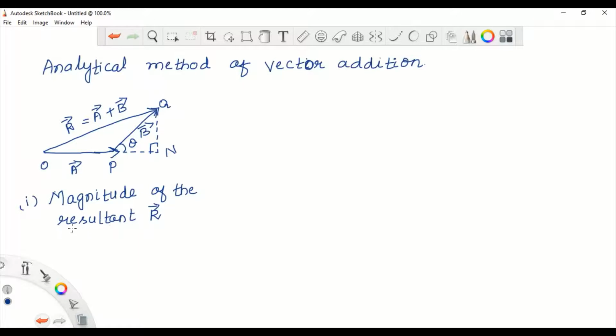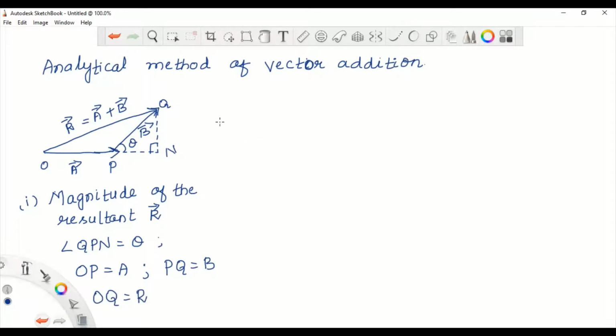What is angle QPN? Angle QPN is equal to theta. Then what is OP? OP is equal to A, and we have PQ. PQ is equal to B. Then we have OQ, which is equal to R.